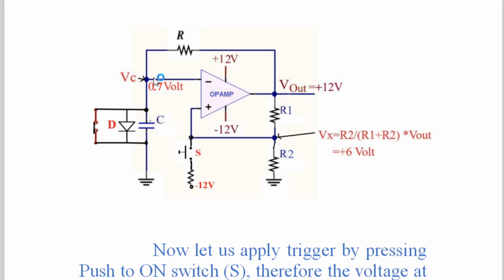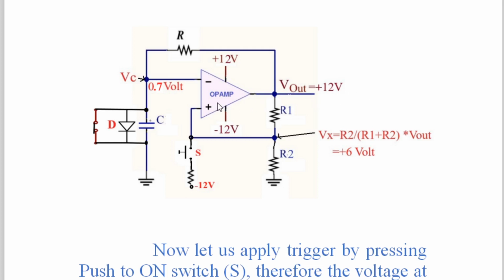So under this condition, the voltage at the inverting pin is 0.7 volt, which is the voltage across the diode as well as across the capacitor. Voltage at non-inverting is plus 6 volt. And this state is going to remain permanently there only. Why? Because this will be permanently 6 volt as long as it is 12 volt. As long as it is 12 volt, it is forward biasing the diode, and the voltage across the diode is 0.7 volt. So this state is not going to change. That is called the monostable state.